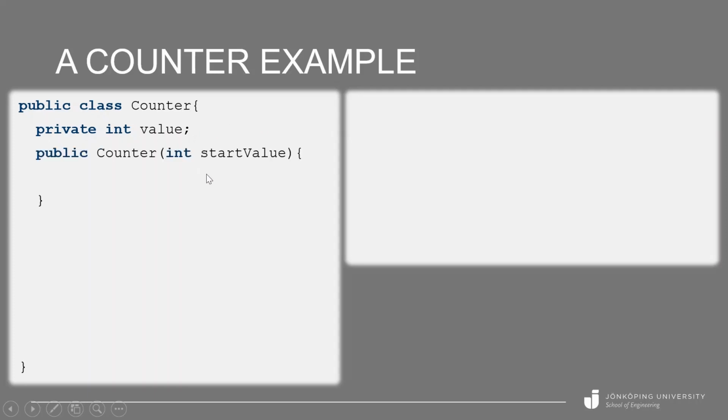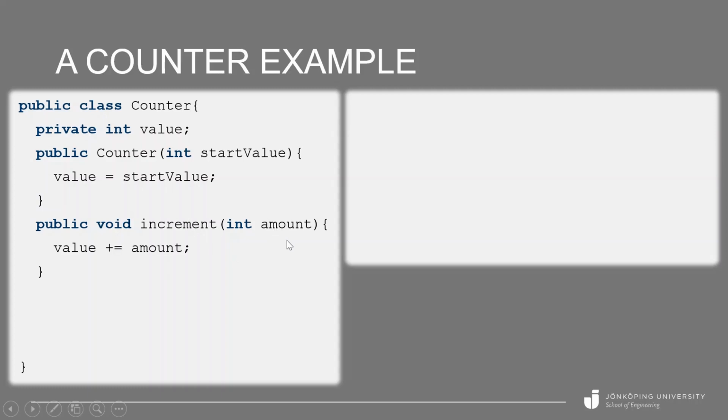Then we add a constructor, and the one who creates a new instance of the Counter class gets to specify what the counter should start on. So inside the constructor, we say that the instance variable value should be equal to the value we receive through the parameter. Then we have one method called increment. When someone wants to increment the counter, they call this method and pass it an integer that represents the amount it should be incremented. And we have another method called getValue to get the value the counter is currently on.